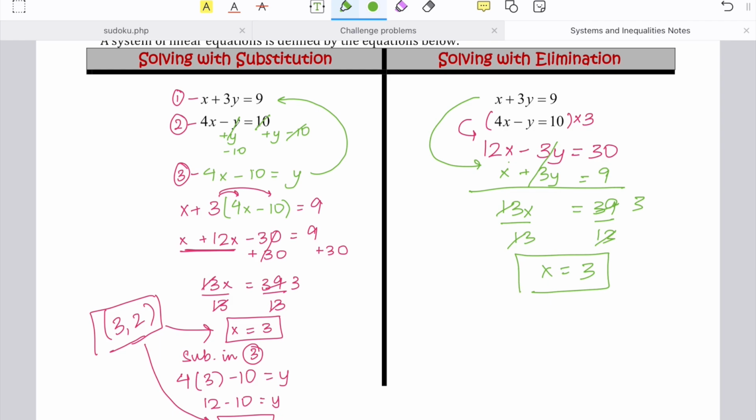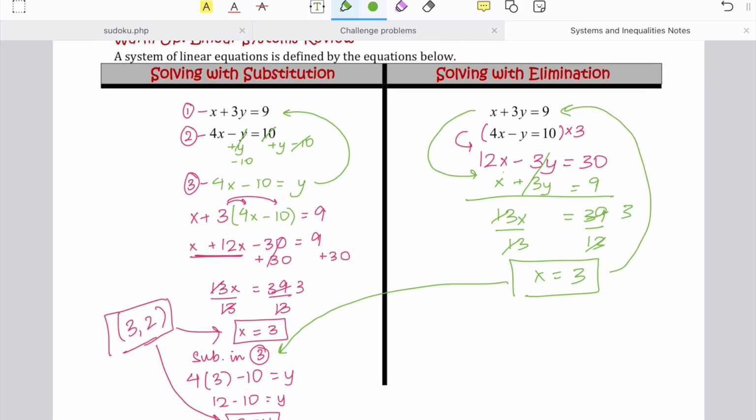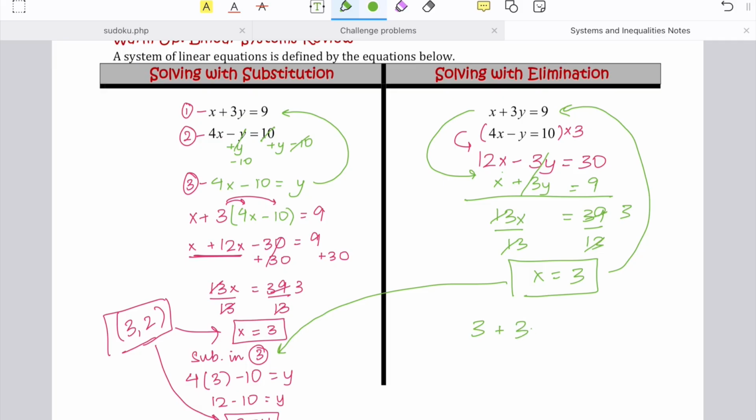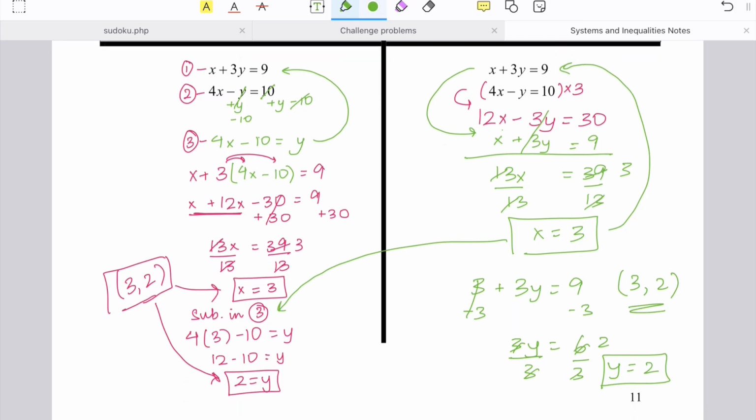Now do the same thing that I did over here. Substitute it in one of the equations. Let's take the first one in this case. So 3 plus 3y is equal to 9. Subtract 3 on both sides. I get 3y is equal to 9 minus 3, which is 6. Divide 3 on both sides, and you get y is equal to 2. Okay, so your answer again is 3, 2. Both ways you should get the same answer.